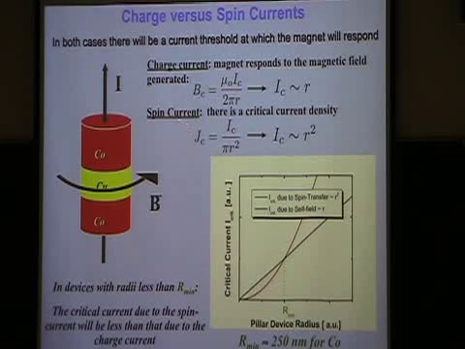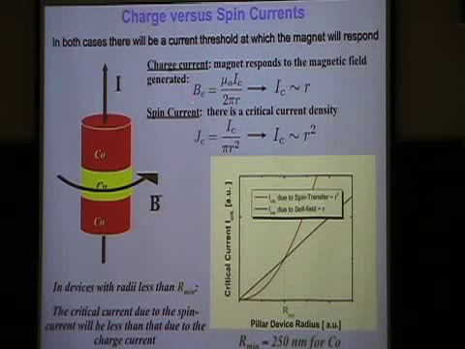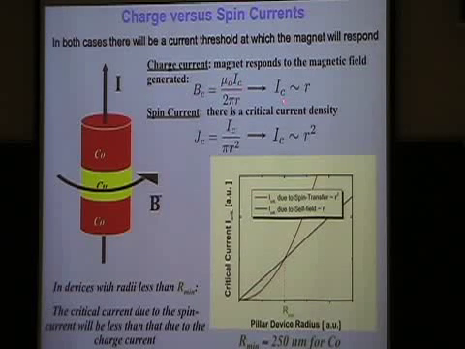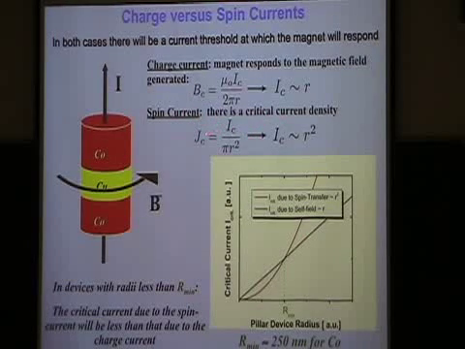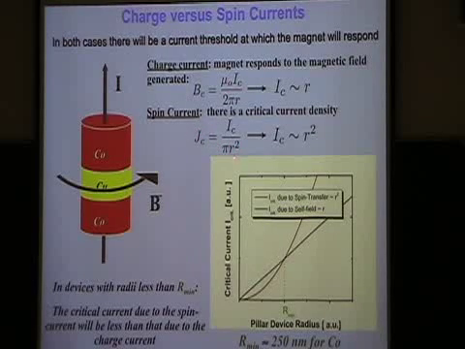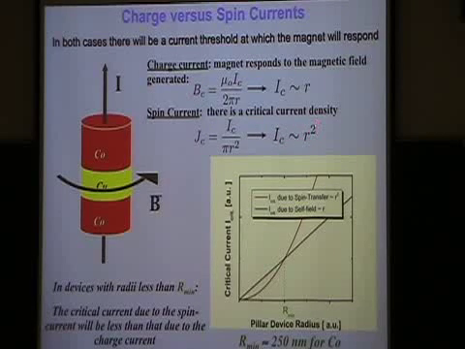And the other reason is that magnets respond to magnetic field. So when you pass a current, you have both charge and spin, and so you have a magnetic field, an Oersted field. And we know the magnets respond to some critical field. So in terms of current, that means there's a critical current that depends on the radius of the area through which the current flows. Now the spin-torque interaction is an interaction where there's some dynamics at a critical current. And so the threshold current where that happens goes as the radius squared.